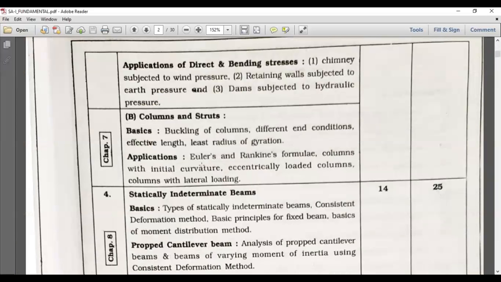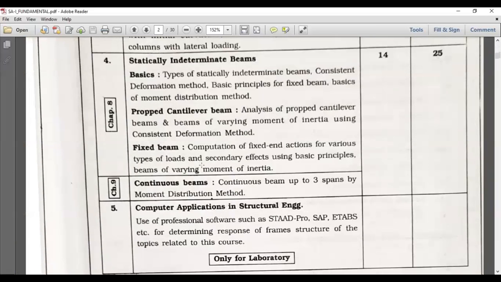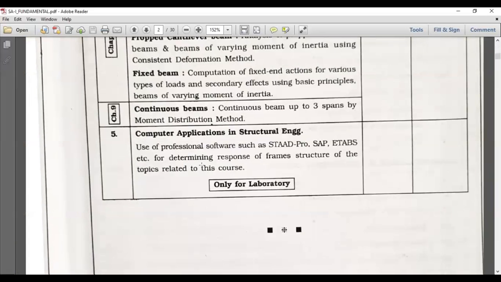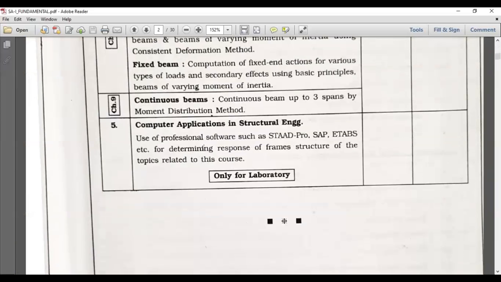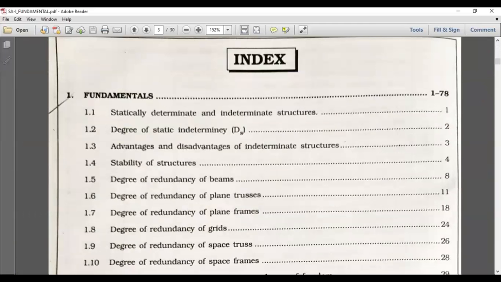Application of direct and bending stress, column and strut; statically indeterminate beam, in which we study the basics of statical properties of prop cantilever beam, fixed beam, continuous beam; and lastly computer application in structural engineering, which is only for laboratory purpose. Now we are going to start our first lecture, which is fundamentals.